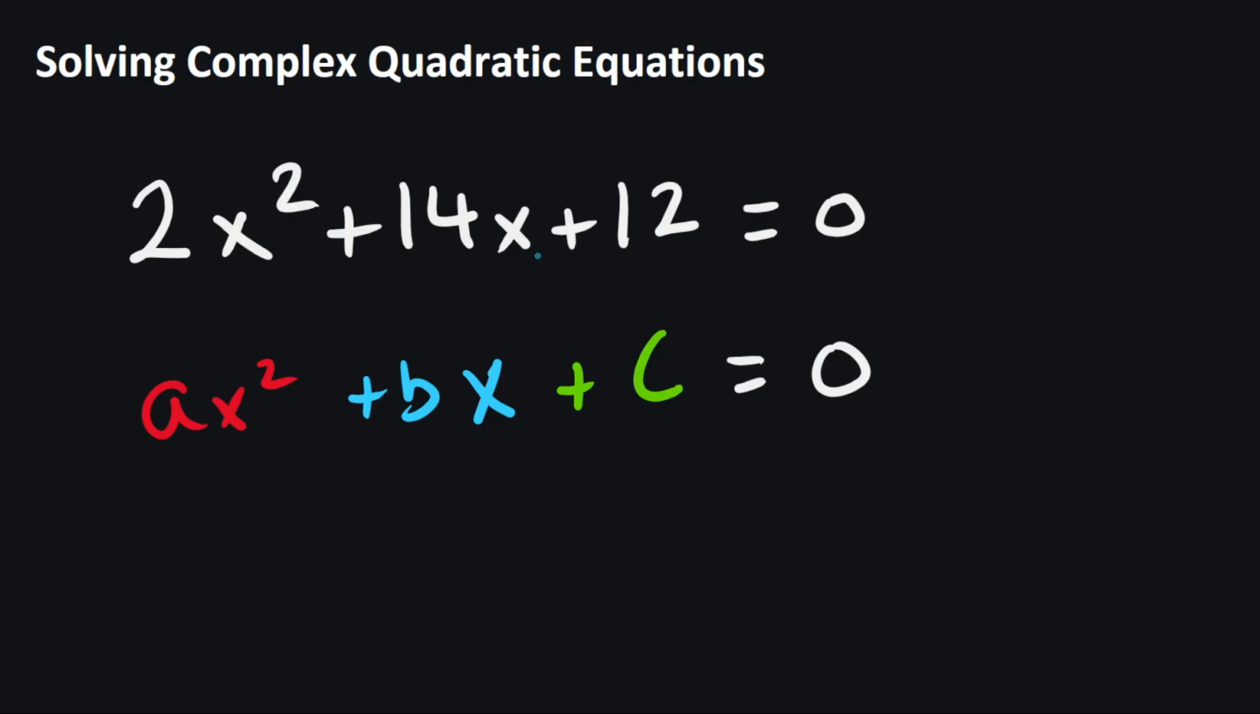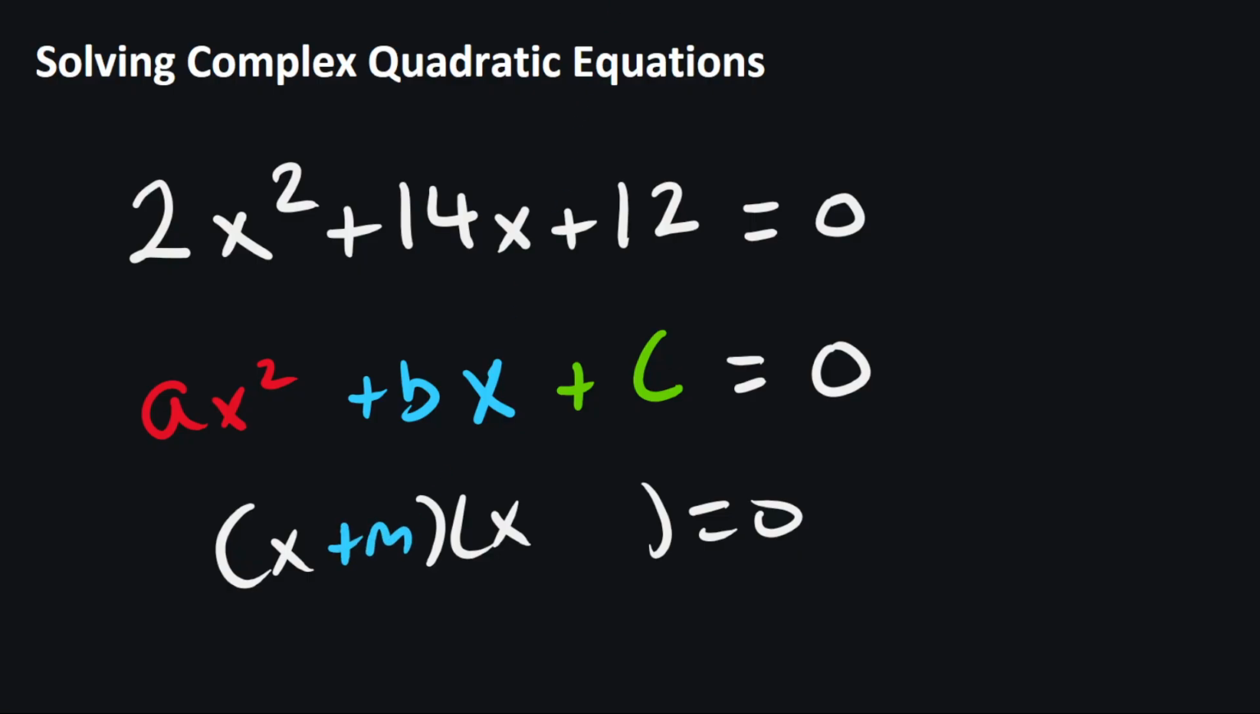But what makes this a little more complex than in the previous video is that our a is not 1. A is actually equal to 2, as you could see. So the methods that we used in the previous video will not apply here. We cannot just simply set up two sets of parentheses, plus m and then plus n, and find m and n. We cannot do this anymore.